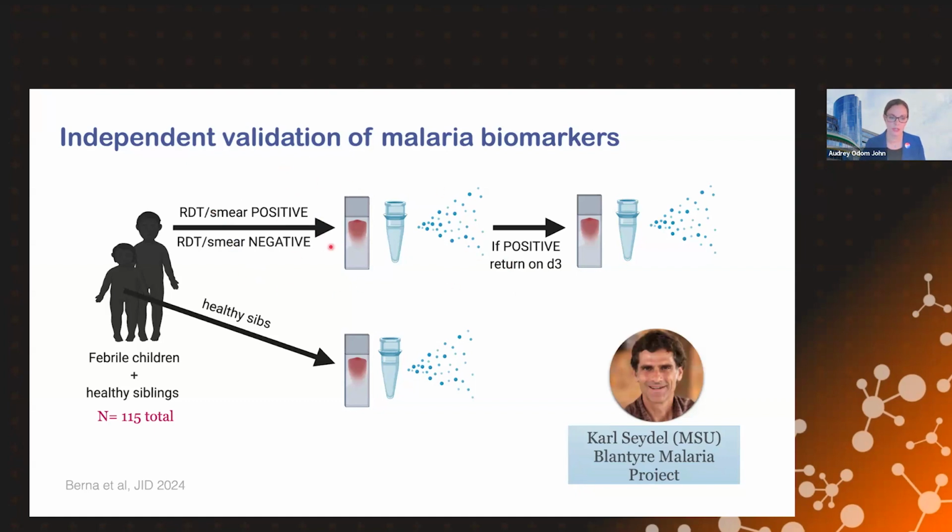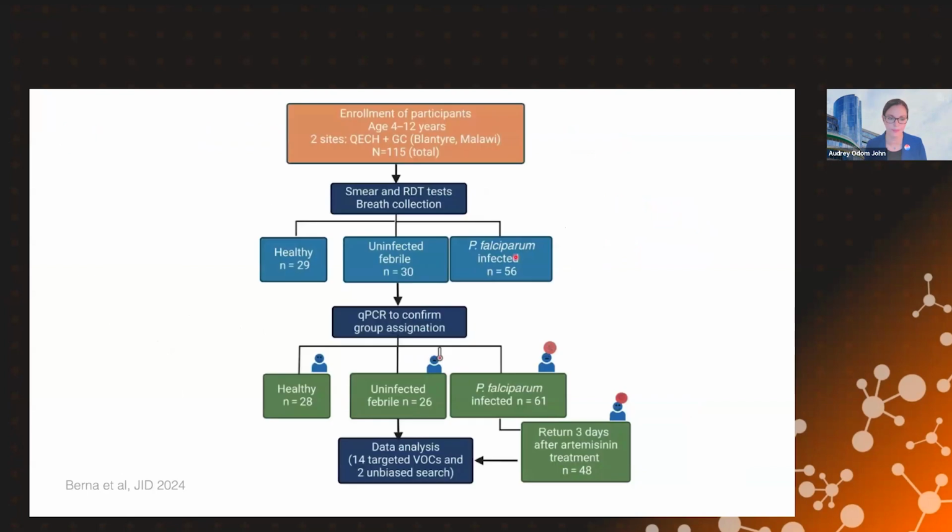And we evaluated children by rapid diagnostic as I showed you before, but we also did qPCR on all of the children to sort of definitively assign whether they were in the group of malaria positive or negative. And in the children who were RDT positive, we had them return on day 3, so we could actually repeat both blood smears and breath sampling so that we could see how breath biomarkers actually respond to antimalarial treatment. So this is just a schematic of the overall approach and assignment.